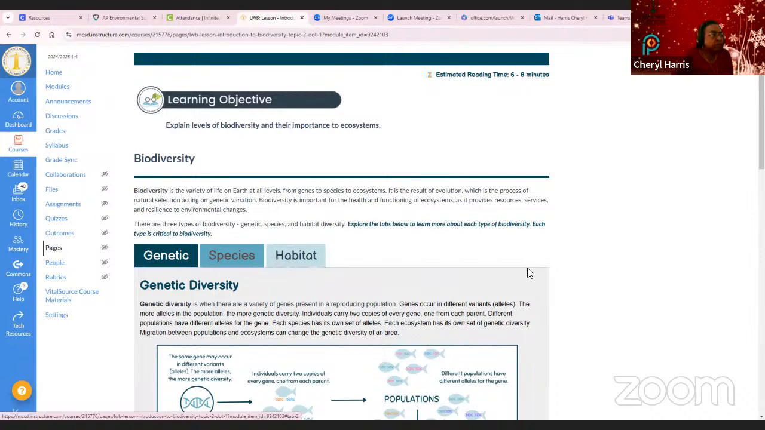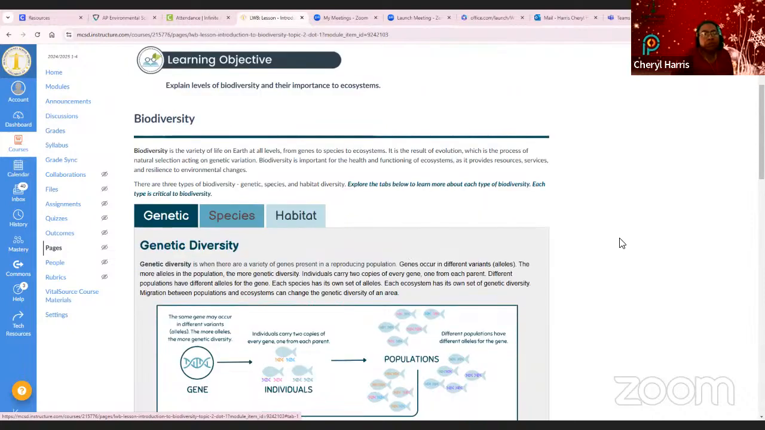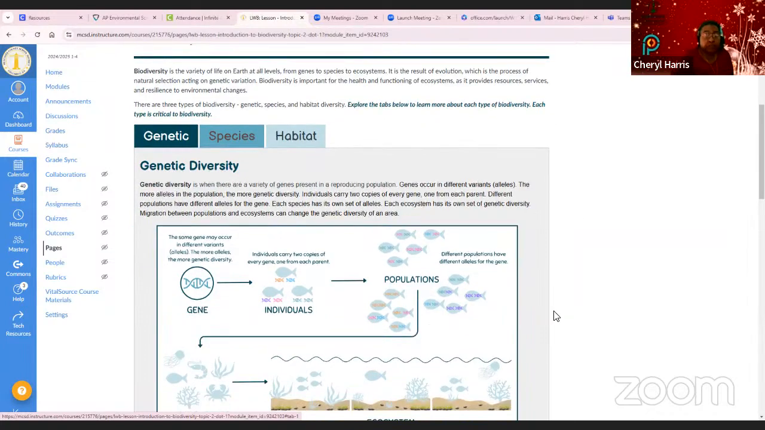We have three reasons why we have this variety, or three factors that are important to keeping this variety going. One of them is genetic diversity. I don't know if you remember back from biology that you have your DNA, and DNA codes for all of the characteristics that all living things have. So the different types of genes that are available will determine what kind of diversity you have.